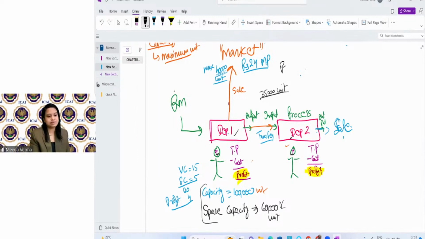What will be the price? At what price he will transfer the goods? So the price, can you tell me? See, the person is already sitting idle, spare capacity.